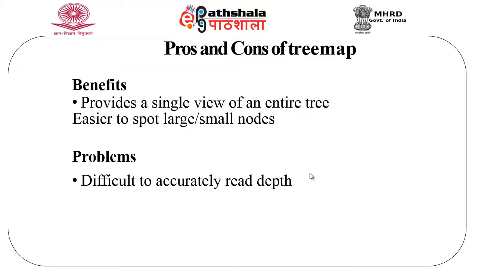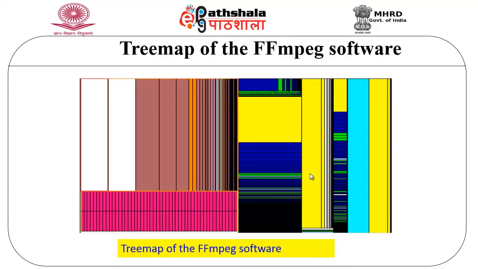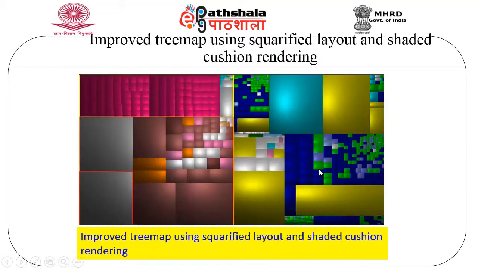The pros and cons of tree maps: the benefit is that it provides a single view of the entire tree, and it is easier to spot large and small nodes in a tree map. The problem is that it is difficult to accurately learn the depth information. This is a tree map approach of the FFmpeg software. In the tree map we can see the various layers represented as different rectangles, which are also nested inside different rectangles. This is an improved tree map which uses a squarified layout and shaded cushion rendering approach.